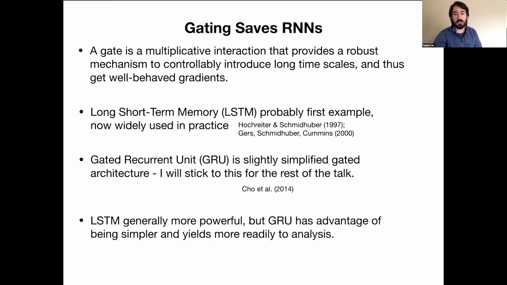The gated recurrent unit, or GRU, is slightly simplified. It's a variant of the LSTM, and it's also fairly competitive with LSTM, although on many measures, LSTM is generally more powerful. However, it's simpler and it yields a little more readily to analysis. So that's what we'll focus on in this talk. And I'll refer to our MSML proceedings paper for more details on analogous results for LSTM that we have.